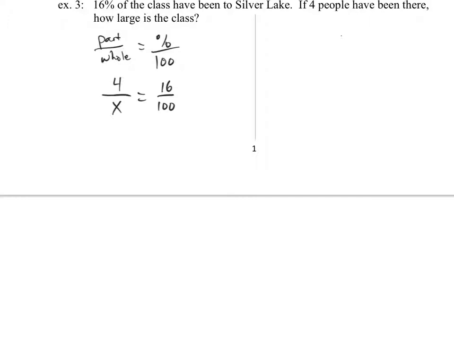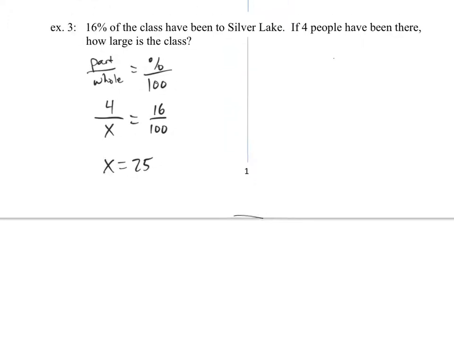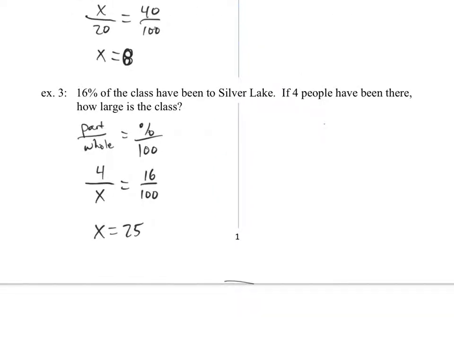So if we cross multiply and divide, we get 16x equals 400. Divide both sides by 16. X is going to be 25. And again, you guys are okay solving those? If not, you could always ask in class or jump back to notes from the last couple sections.